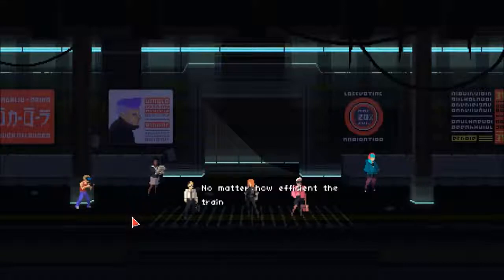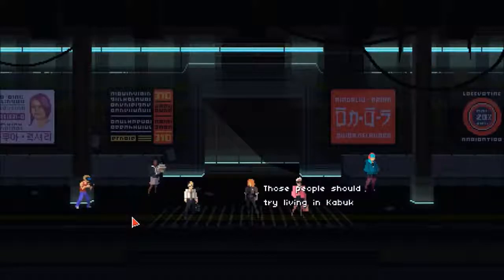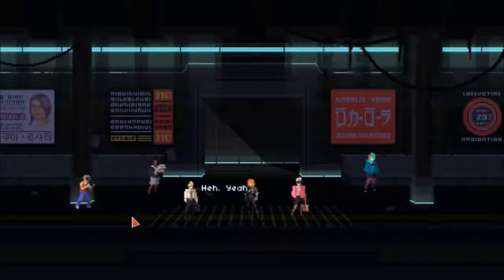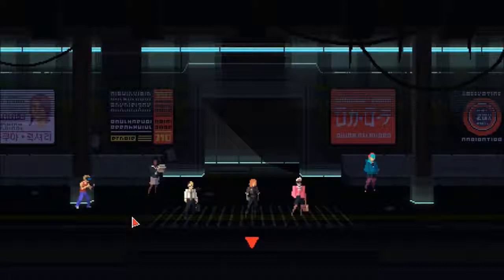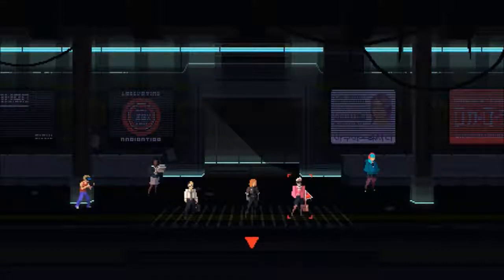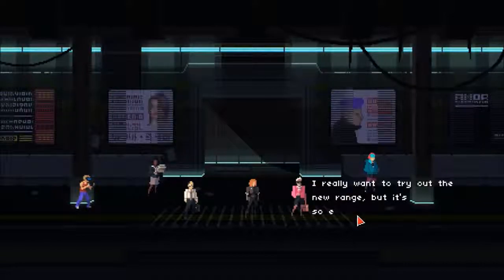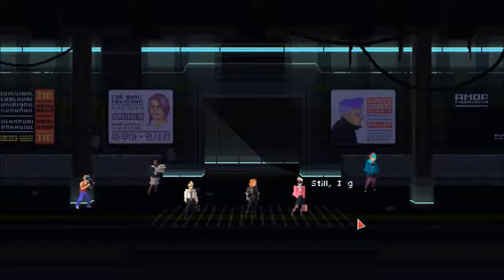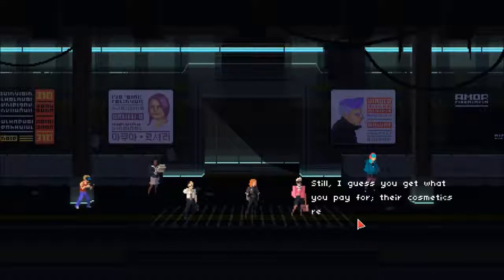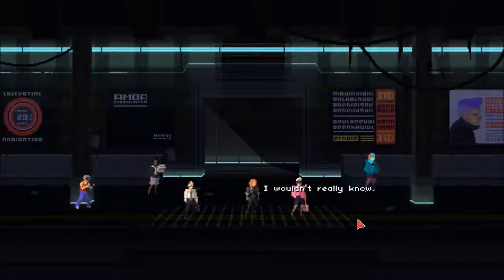No matter how efficient the trains get, people will always complain about them. Those people should try living in Kabukicho. Yeah, very true. He looks busy. I better not bother him. Did you see that Aqua Luxuria ad on the escalator? I really want to try out the new range, but it's so expensive. Still, I guess you get what you pay for. Their cosmetics really are the best around. I wouldn't really know.